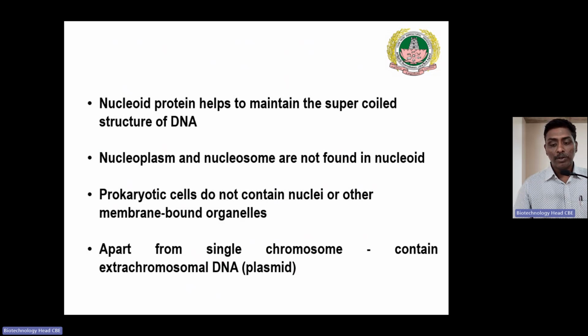Prokaryotic cells do not contain a nucleus or other membrane-bound organelles. In eukaryotes, membrane-bound organelles are present. Apart from the single chromosome, prokaryotes contain extrachromosomal DNA. The extrachromosomal DNA is called plasmid. For example, most bacteria have extrachromosomal DNA, that is the plasmid.